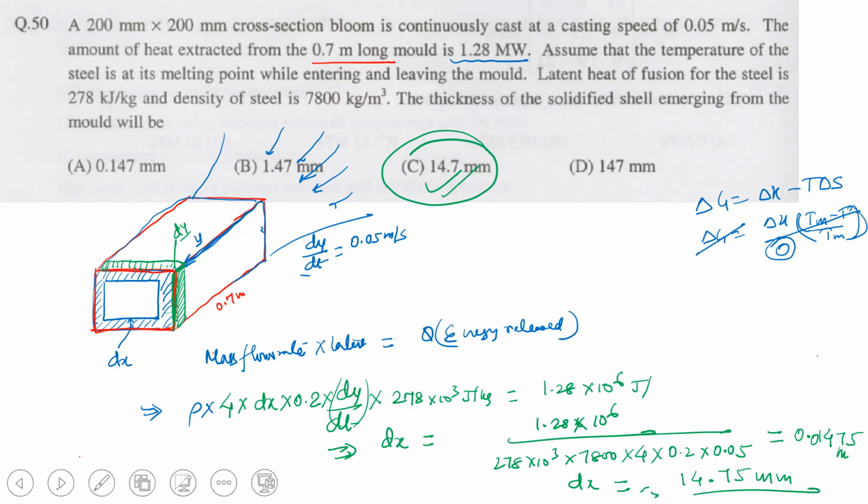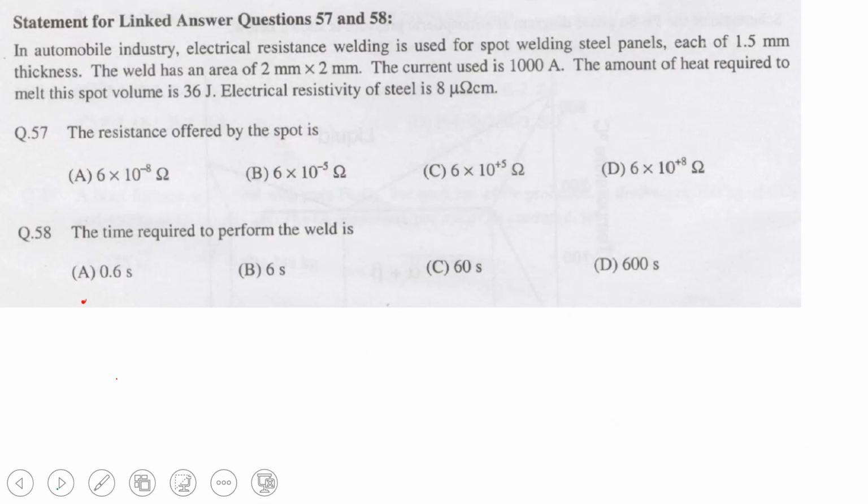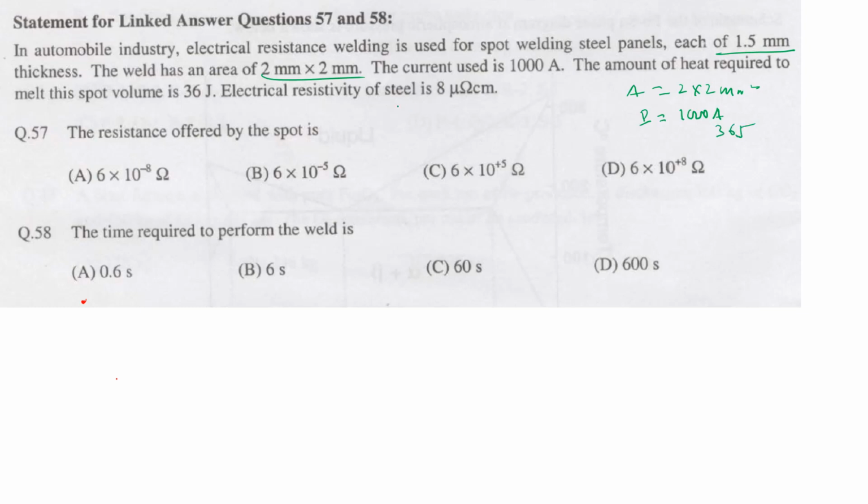Okay, next. In automobile industry, electrical resistance welding is used for spot welding steel panels, each of 1.5 mm thickness. The weld has an area of 2 into 2 mm square. The current used, that is I, is equal to 1000 ampere. The amount of heat required to melt this spot volume is 36 joule, electric resistivity rho is also given, 8 micro ohm cm.